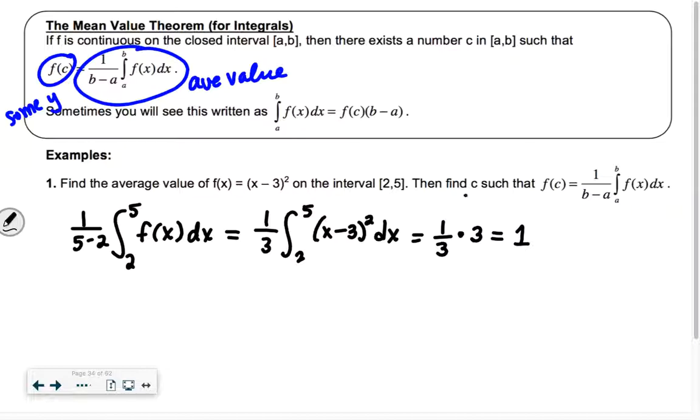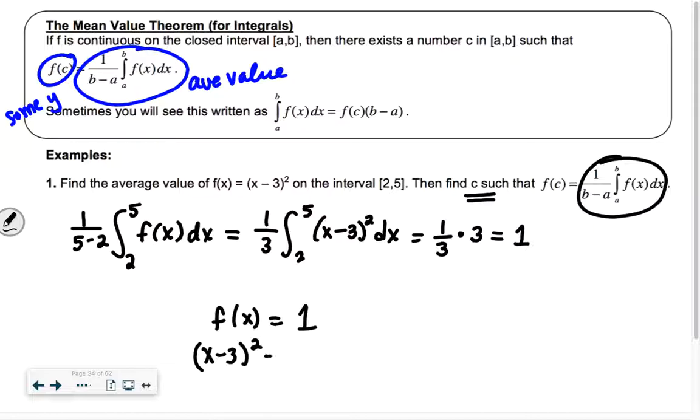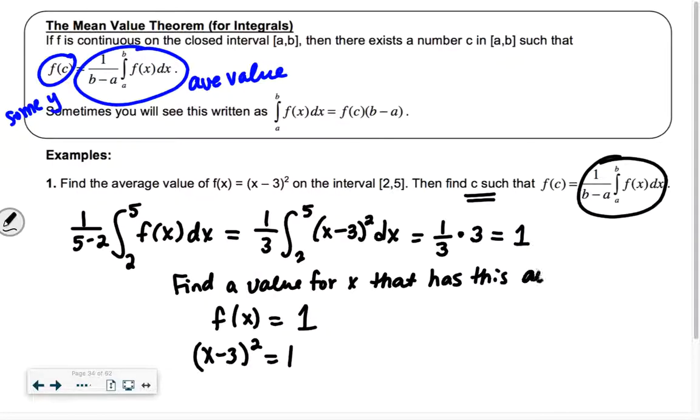All right, so is there a value c such that f of c is equal to this? Well, this was the average value, right? We just found the average value was 1. So we set it equal to our f of c, or f of x. I usually just do f of x. So I do x minus 3 squared equals 1. So we're finding a value for x that has this average height. That's what we're doing. Do you guys understand that? Okay, we just solve it out.